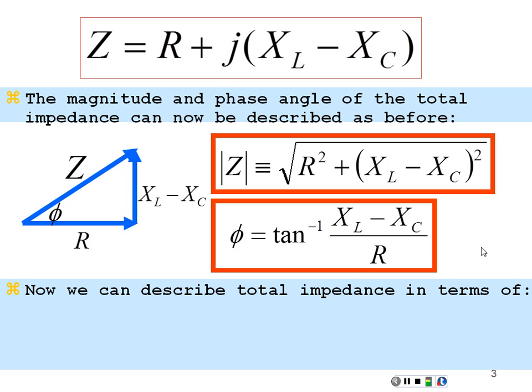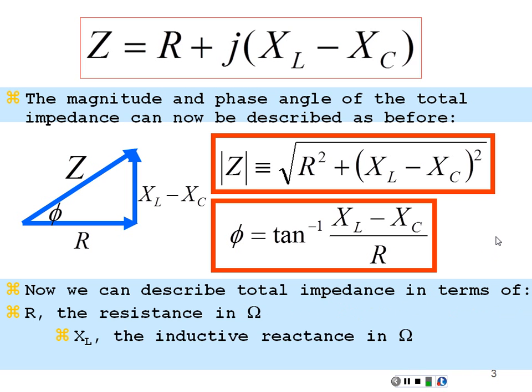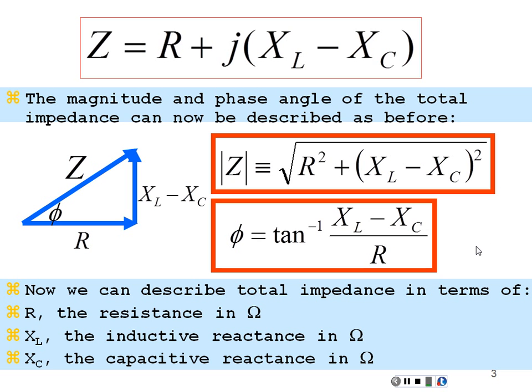So with this new way of looking at it, we can describe total impedance in terms of resistance, which is in ohms, inductive reactance, which is in ohms, and capacitive reactance, which is in ohms. And all we have to do in order to deal with the phase of these 3 things is to use this J operator. Note that twice the J operator is equal to negative 1. Some people would say, well, then the square root of negative 1 would be equal to J.